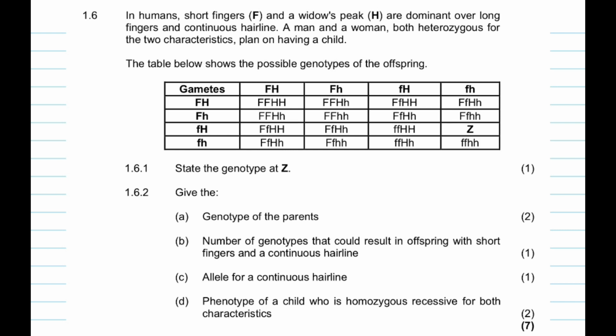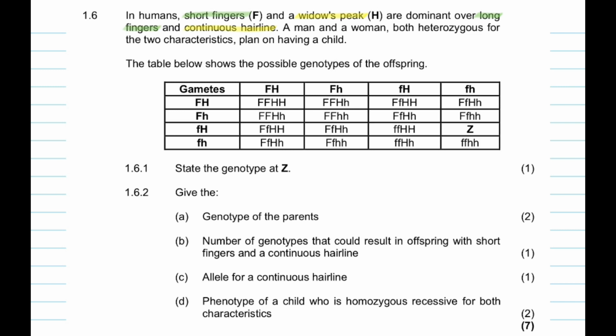They're saying in humans, short fingers and a widow's peak are dominant over long fingers and a continuous hairline. As I always tell my grade 12s, please highlight the characteristics that go together. This just helps you to keep it straight in your mind. So I'm highlighting short fingers and long fingers in one color, and then widow's peak and the continuous hairline in a different color. And then they give us that Punnett diagram we spoke about.